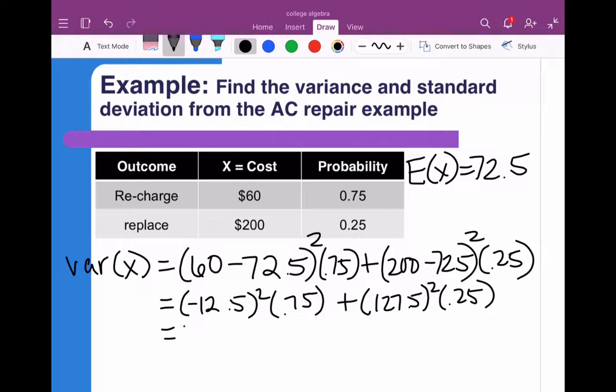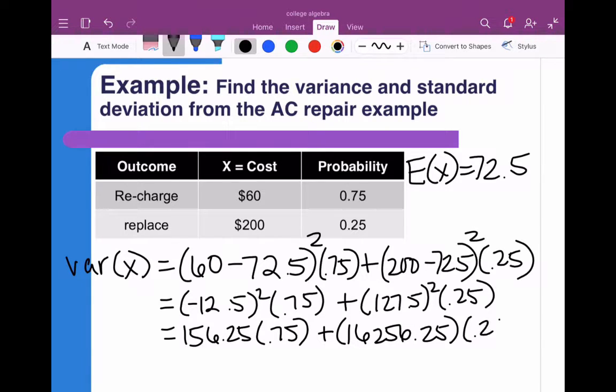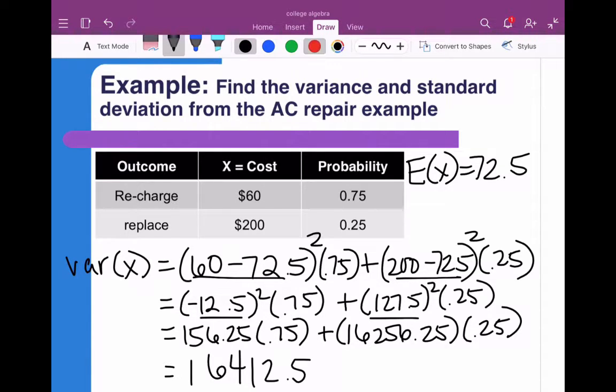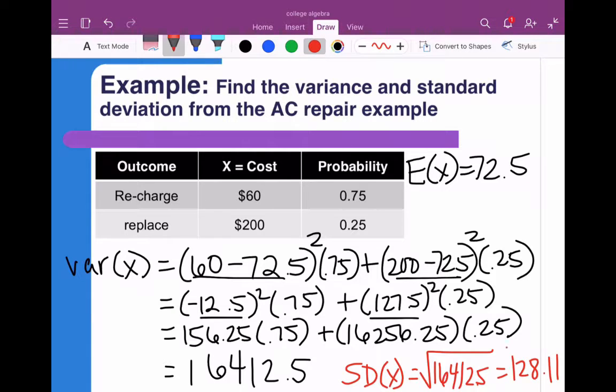So we end up with 156.25 times 0.75 plus 16,256.25 times 0.25, which ends up equaling 16,412.5. So that's my variance. Now again, this gives us dollars squared because we squared our dollars right here. So to find the standard deviation, SD(X) is going to be equal to the square root of 16,412.5, which ends up being $128.11. The standard deviation makes more sense because we're using dollars, where the variance is using squared dollars.